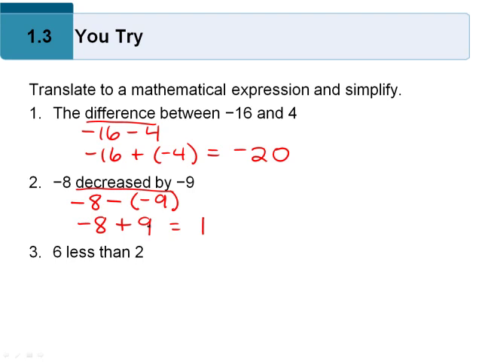All right, this one, 6 less than 2. So remember, less than, whatever's in front of those words has to go to the end and get subtracted. So 6 less than 2. You're going to have 2 minus 6. Okay? Now we do keep, change it to addition, and opposite becomes a negative 6. And now the signs are different, so I'm going to subtract and keep the sign of the bigger number. So that would be negative 4.